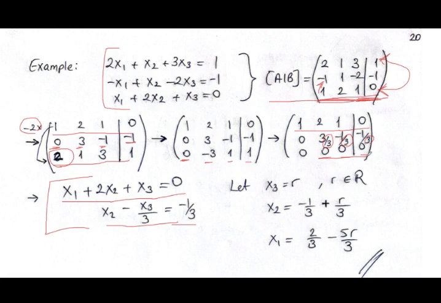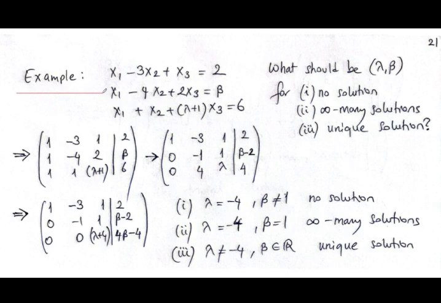And in order to represent these infinitely many solutions, we do a parameterization. We let x3 equal r, and then x2 and x1 can be obtained as x2 equals minus 1 over 3 plus r over 3, and x1 equals 2 over 3 minus 5r over 3. So that gives us the representation for the infinitely many solutions.